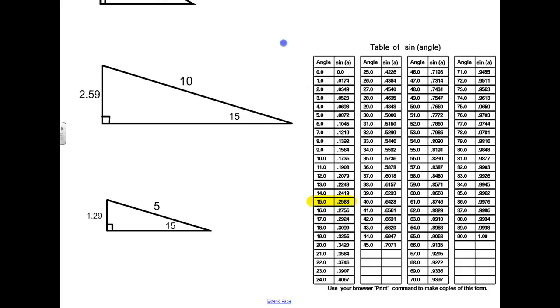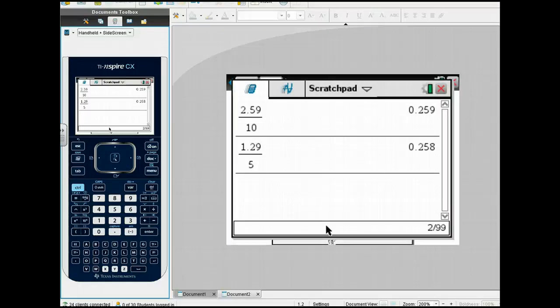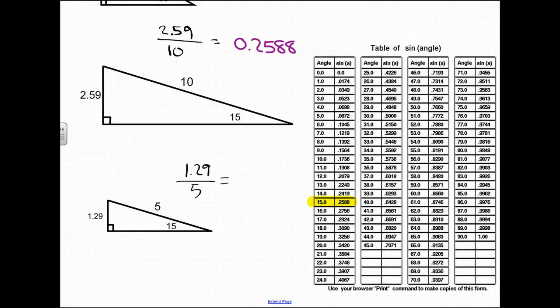0.2588. So if I take each of these triangles, take the opposite over the hypotenuse, and calculate those values, they should be equal to 0.2588 or somewhere around there. So I will hop over to the calculator and calculate those values. All right, so I calculated those values, and we've determined that they are, in fact, approximately 0.2588. So every time you have a triangle with those same values, the sine of a 15 degree angle is going to be equivalent to that number. All right, so that's the sine value.